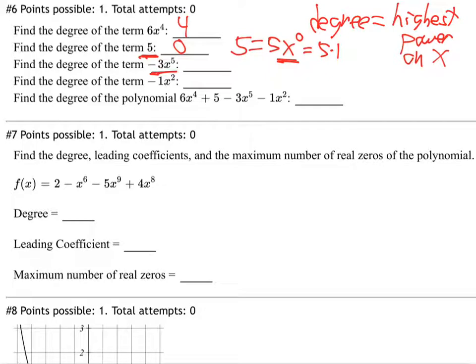What's the degree of that one? Yeah, just grab the 5. Easy. What's the degree of this one? 2. And now, what's the degree of that whole thing? 5. Yeah, the biggest one. 5. There it is. All right.